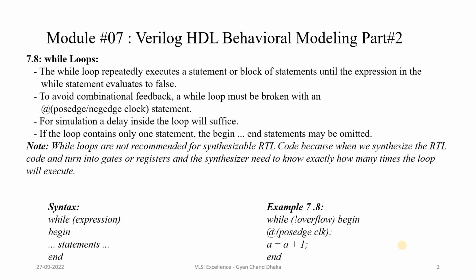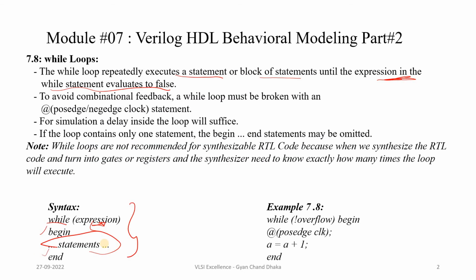Now let's see the second type of loop used in Verilog HDL, which is the while loop. A while loop repeatedly executes a statement or a block of statements until the expression in the while statement evaluates to false. If you see the syntax of the while loop here, we have the while keyword and then the expression used here, and then again we have the begin and end keywords and the statements.